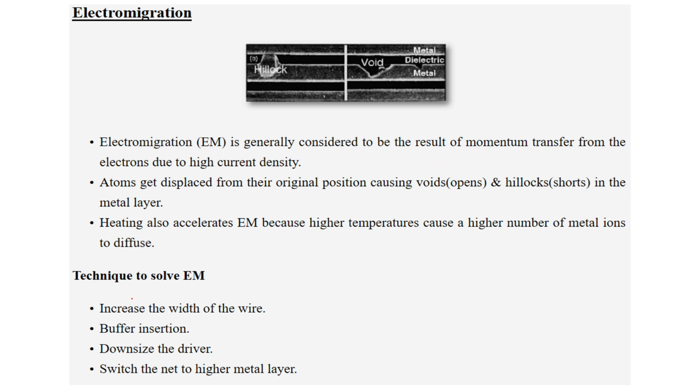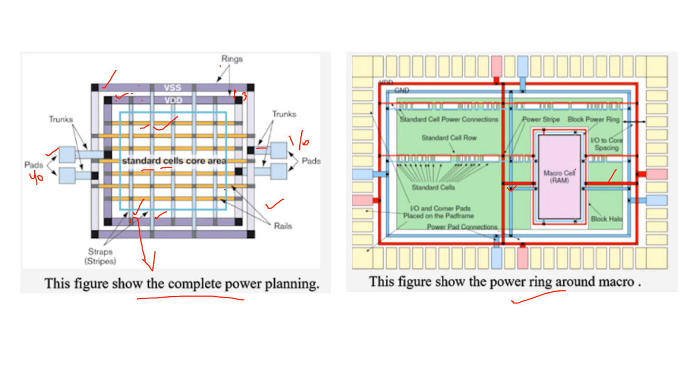Another such case is electron migration. One is IR drop, another disadvantage is electron migration. These two problems are to be considered during your power planning design. Electron migration is generally considered to be the result of momentum transfer from the electrons due to high current density. Let us say, see here, this is VDD and VSS. I need to place this VSS very close to the VDD. See, this shows a larger area, but when you see it in your design, it seems to be a very small, minute area.